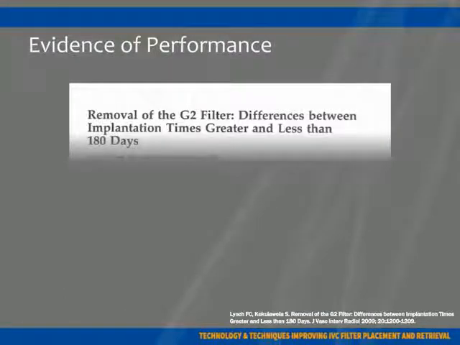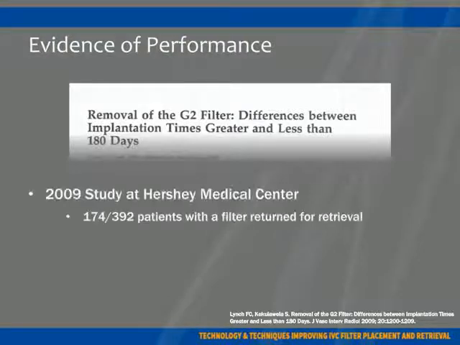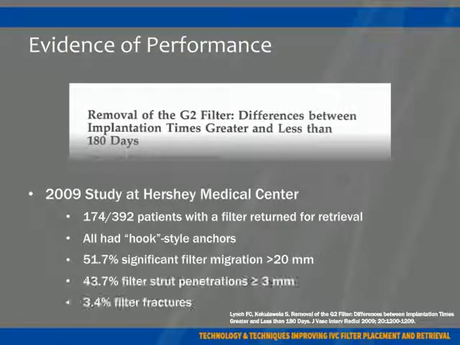The G2 filter is another filter that was studied. This is a study in Pennsylvania, 174 patients, and over half of these had migration of more than 2 centimeters. So that's really alarming, right? I'd rather deal with just about anything than a filter migrating.